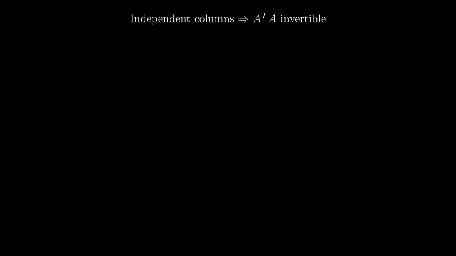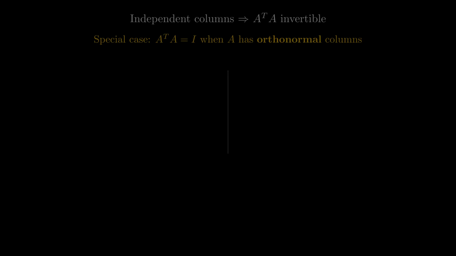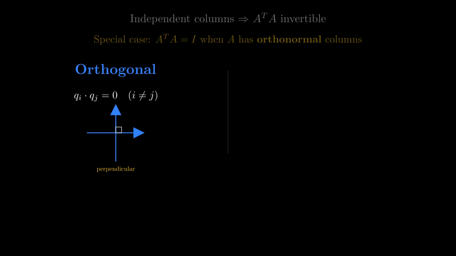Independent columns guarantee A transpose A is invertible, but there's a special case where A transpose A becomes the identity matrix. This happens when A has orthonormal columns. Let's break the word apart. The left panel shows the orthogonal condition. Orthogonal means the columns are perpendicular. The dot product of any two distinct columns, Qi and Qj, equals 0 whenever i is not equal to j. The right panel shows the normal condition. Normal means each column has unit length. The norm of Qi equals 1.